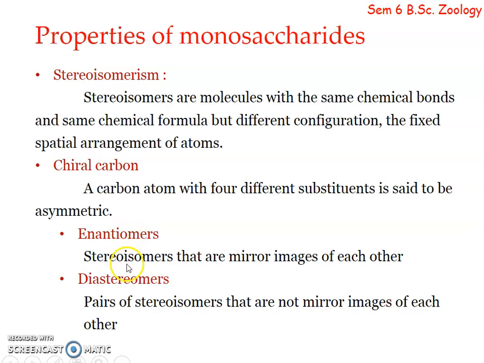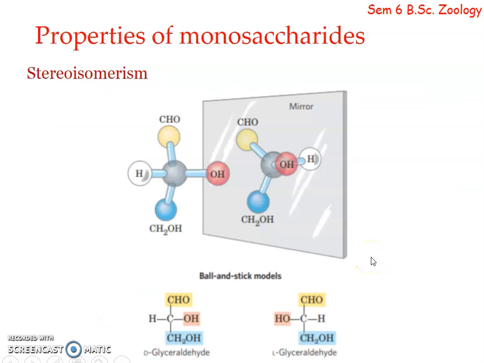Now there are two kinds of stereoisomers. One is enantiomers and the other is diastereomers. Enantiomers are stereoisomers that are mirror images of each other. So what is a mirror image? Here you can see there is a mirror plane. This is one molecule where you can see this is the carbon atom having the different constituents, right? The constituents attached to the carbon: hydroxyl, hydrogen, CHO, CH2OH. So this is glyceraldehyde. Okay.